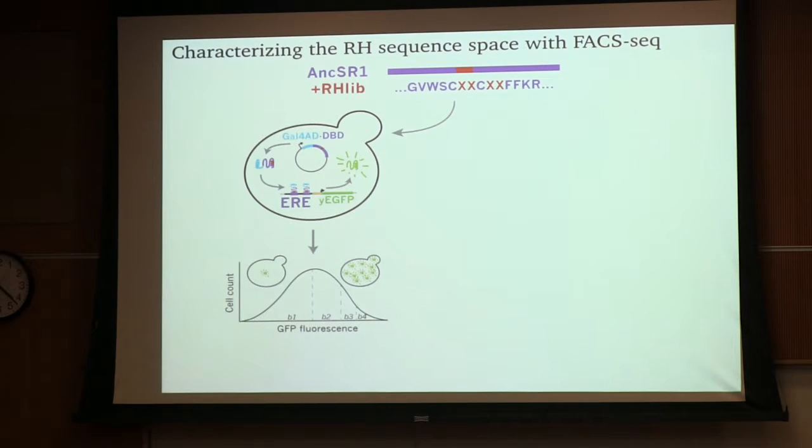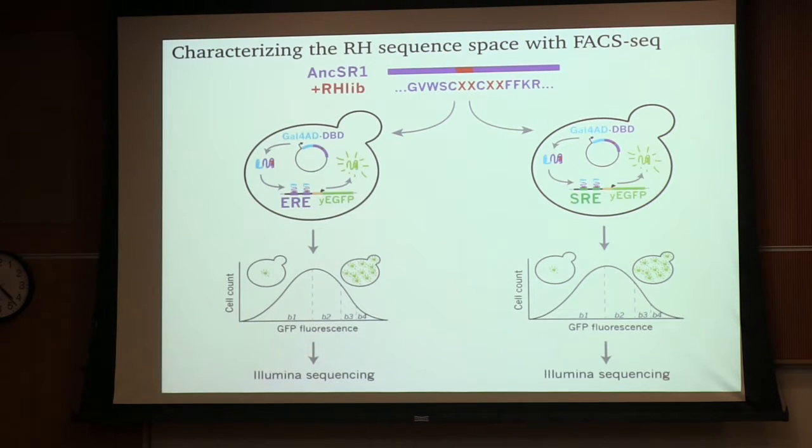He sorts this library of transformed yeast using FACS, and he partitions it into four bins. And then he uses Illumina sequencing on each bin to determine the frequency of any given genotype in the four bins. From that distribution, we can calculate the mean fluorescence of each variant. So this gives us a bulk way of quantitating the activation effects of every possible variant in this library. And he did this with both an ERE reporter strain and an SRE reporter strain.